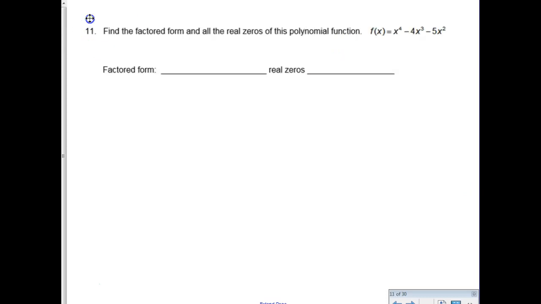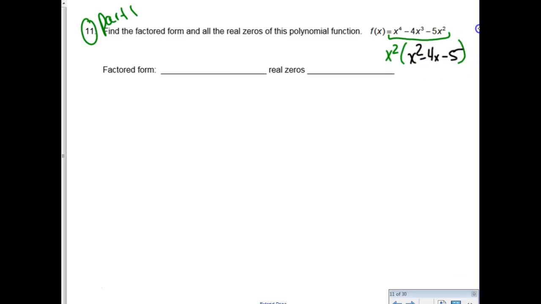Alright, so this question is also on part 1. It's on the next page. And we're going to be asked to factor this, so I go back to my factoring roots and I look for any common factors first. There's a common x squared that you could take out of here. And when you take out a common x squared, you still have x squared minus 4x minus 5.